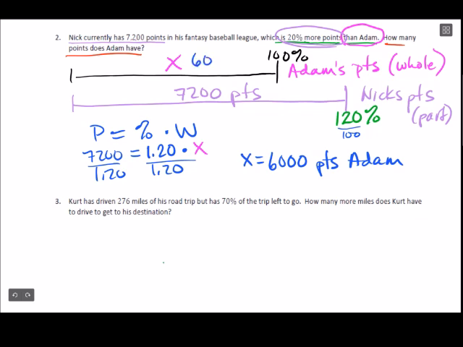So let's take a look at our visual representation here. Is 6,000 a reasonable number? Yes, because 6,000 is less than 7,200, and we know that Adam's number line is smaller than Nick's, but it's not a lot smaller. It's only 20% smaller. So from 6,000 to 7,200 is a good value. So that's reasonable.